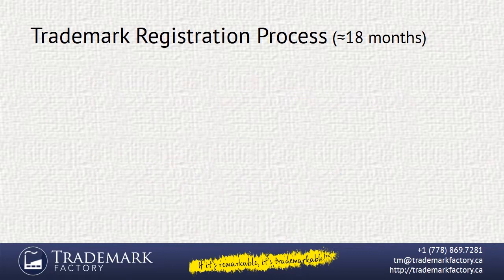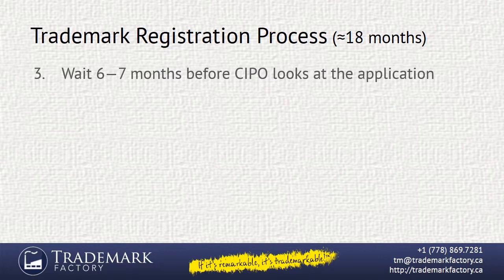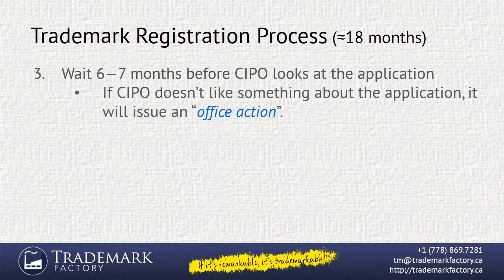Then, the application just sits in the Canadian Intellectual Property Office for 6-7 months without anybody looking at it. Then, a trademark examiner will finally look at it in about 6 or 7 months, and in 70 to 75% of the cases, the examiner will find something that they don't like about your application, and they will send you what is called an office action.